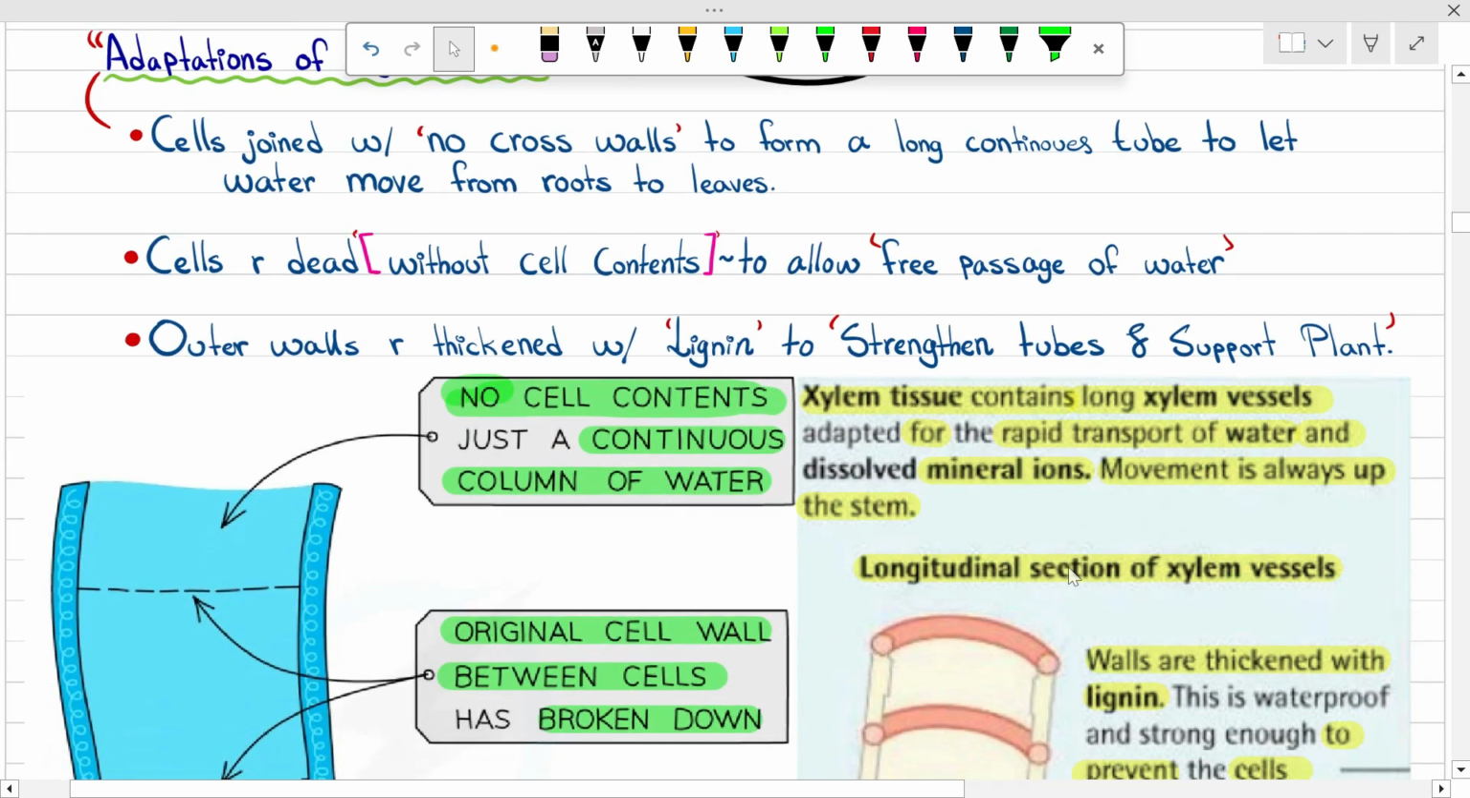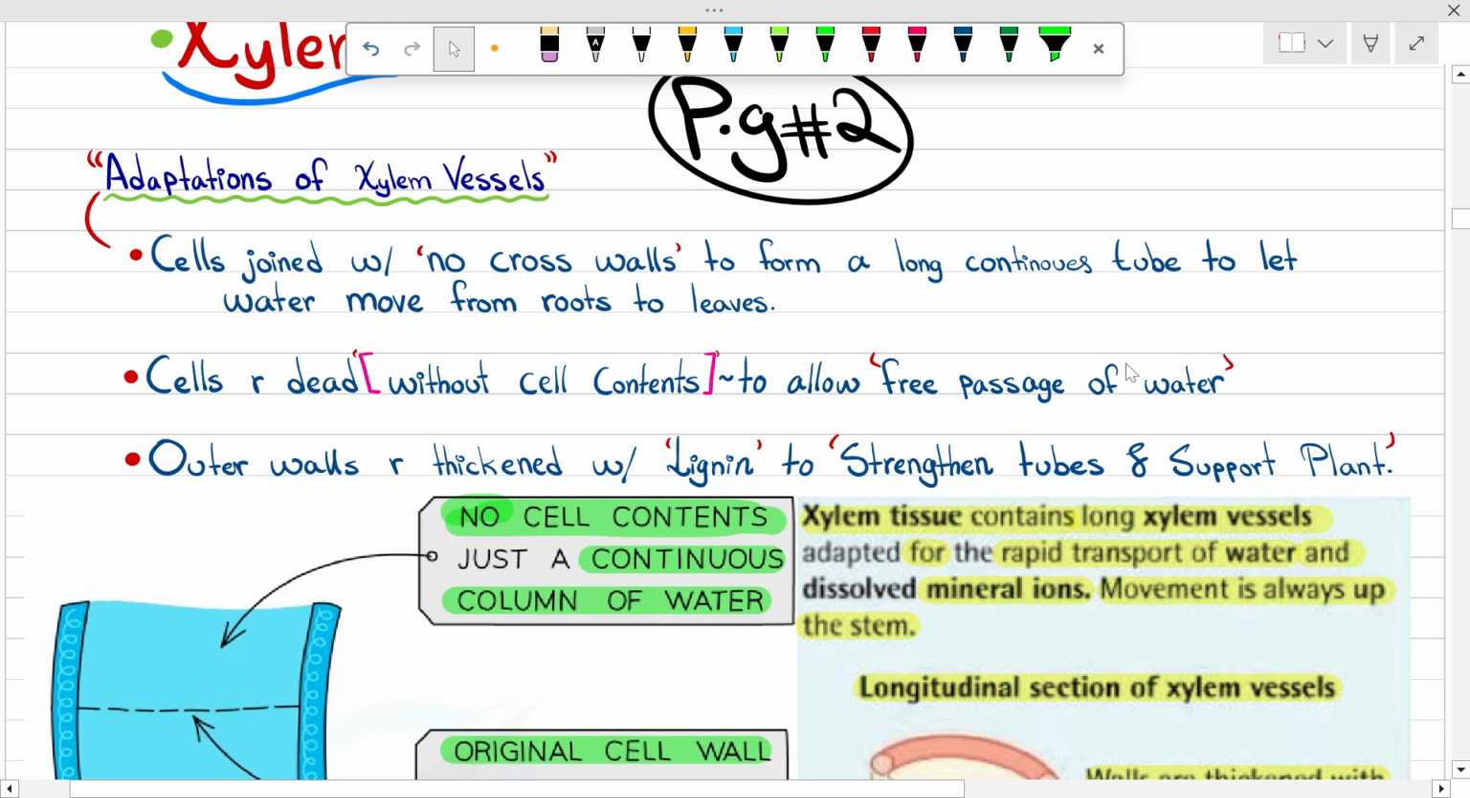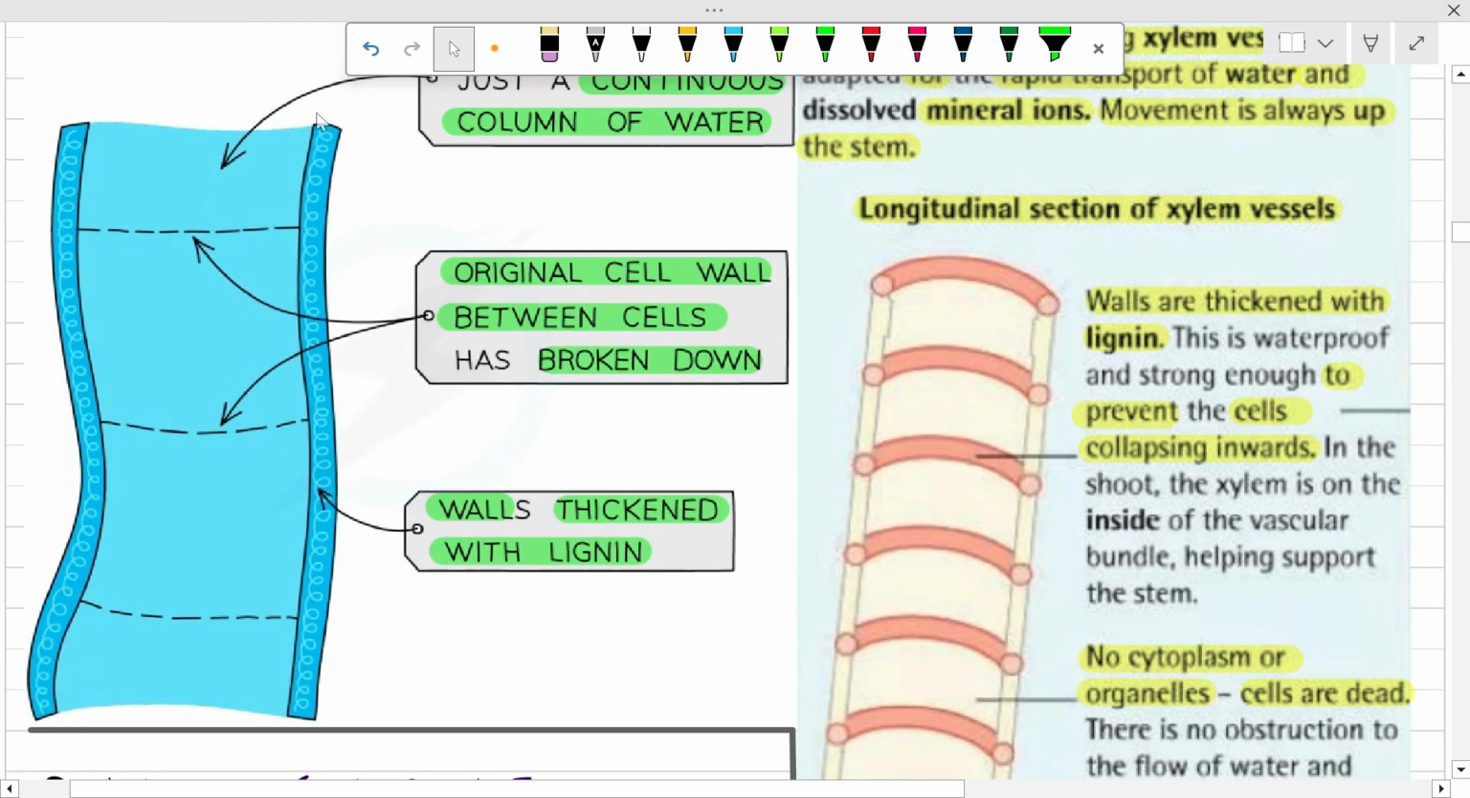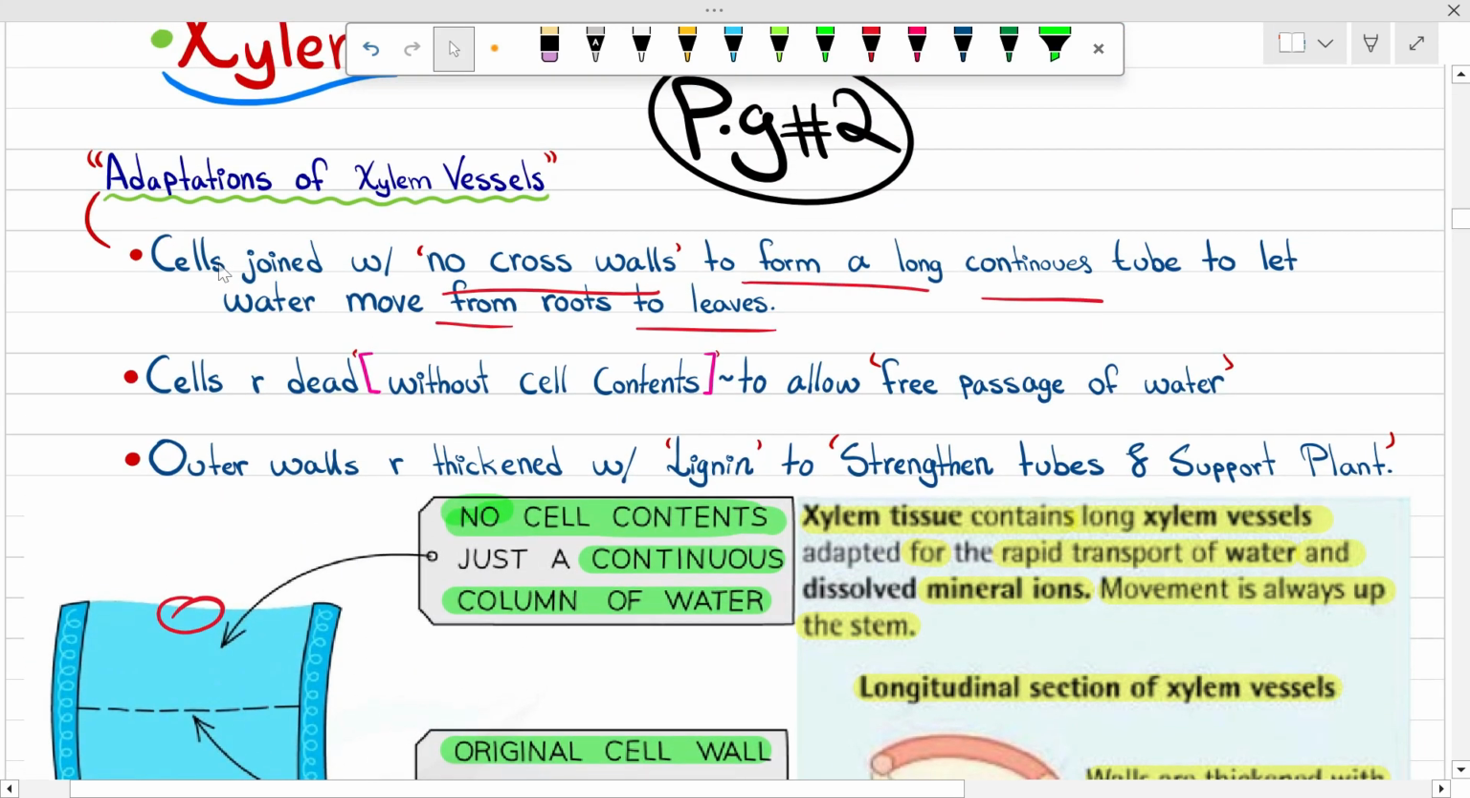Now let's look at some adaptations of xylem vessels. In xylem vessels, the cells are joined with no cross walls to form a long continuous tube to let water move from the roots to the leaves. So, for the adaptation of the xylem vessel, let's have a look at this diagram here. We have no top and no bottom walls. This allows a long continuous tube to let water move through to the leaves freely.